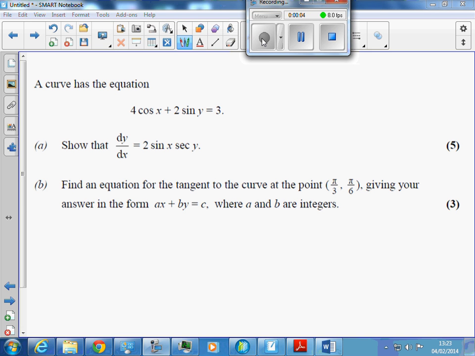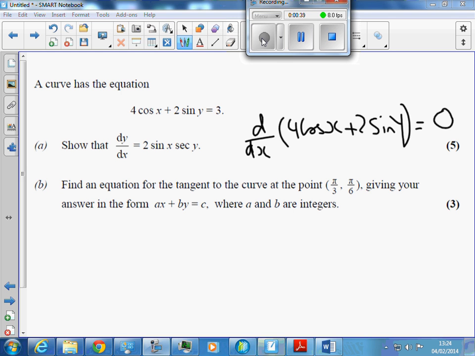We are asked to find dy by dx. Before we do that, I'd like you to pause the video, have a go, and then we're going to go through this. So the first thing we do is we find d by dx of both sides. The left-hand side has to also equal d by dx of the right-hand side, which is a constant.